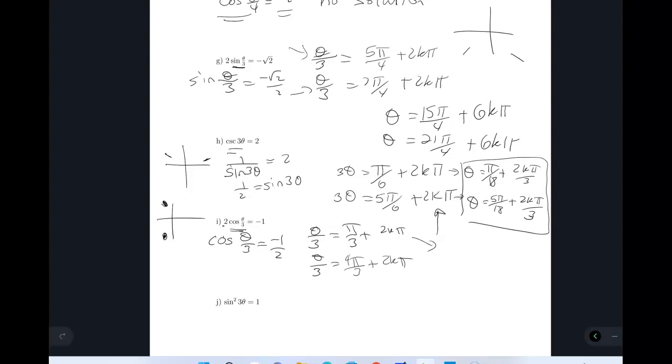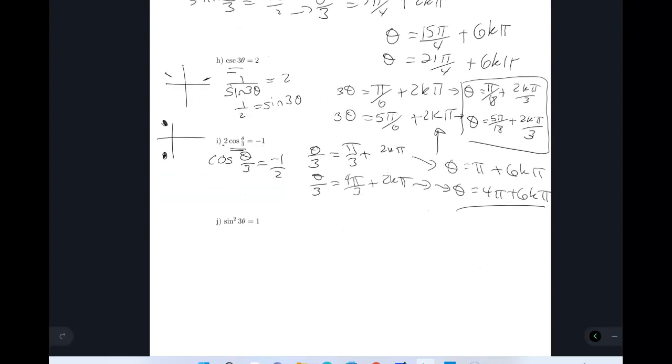And again, solving each of these for theta, multiply by 3. So I get theta is pi plus 6k pi. And this one gives me theta is 4 pi plus 6k pi. And those are fine answers.